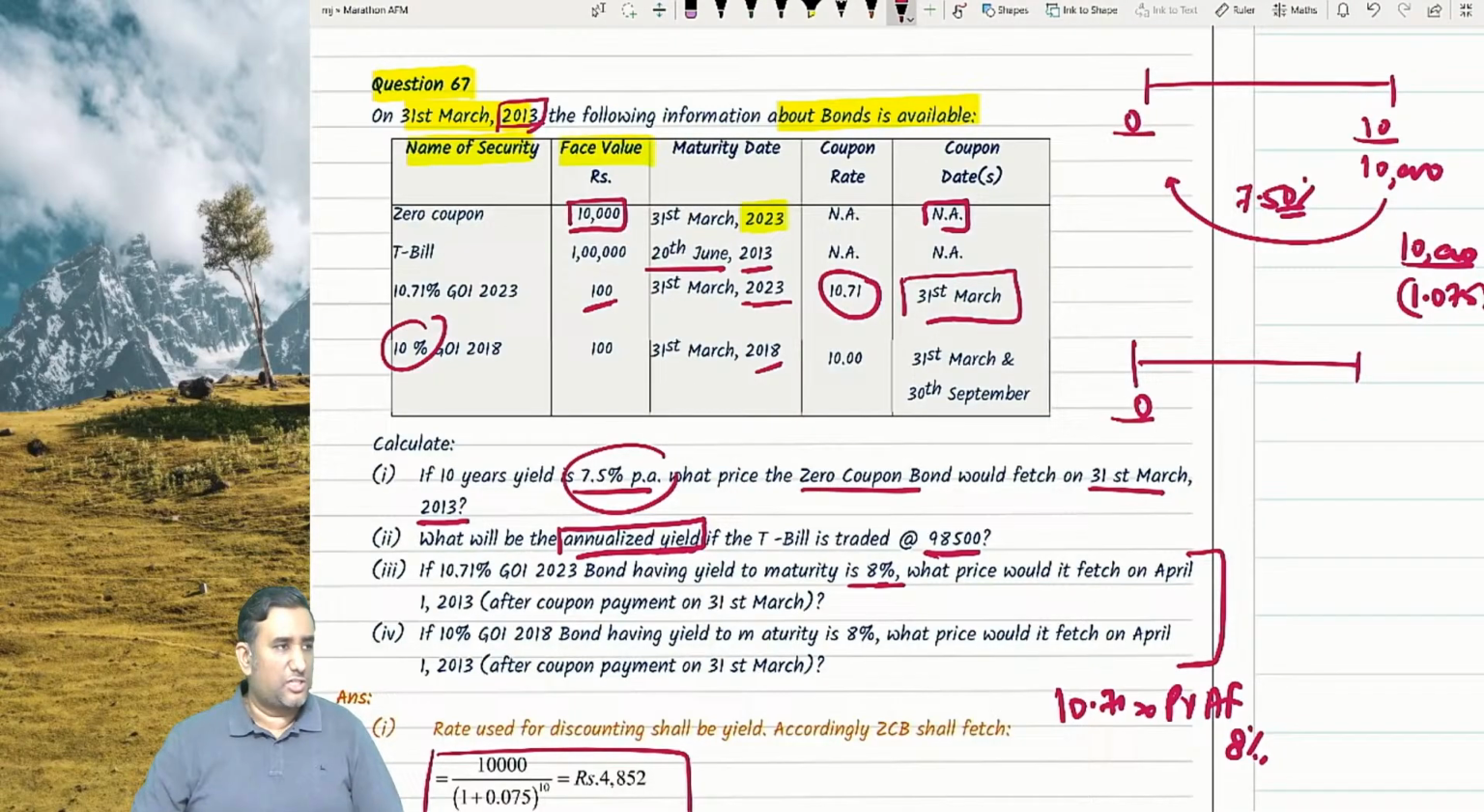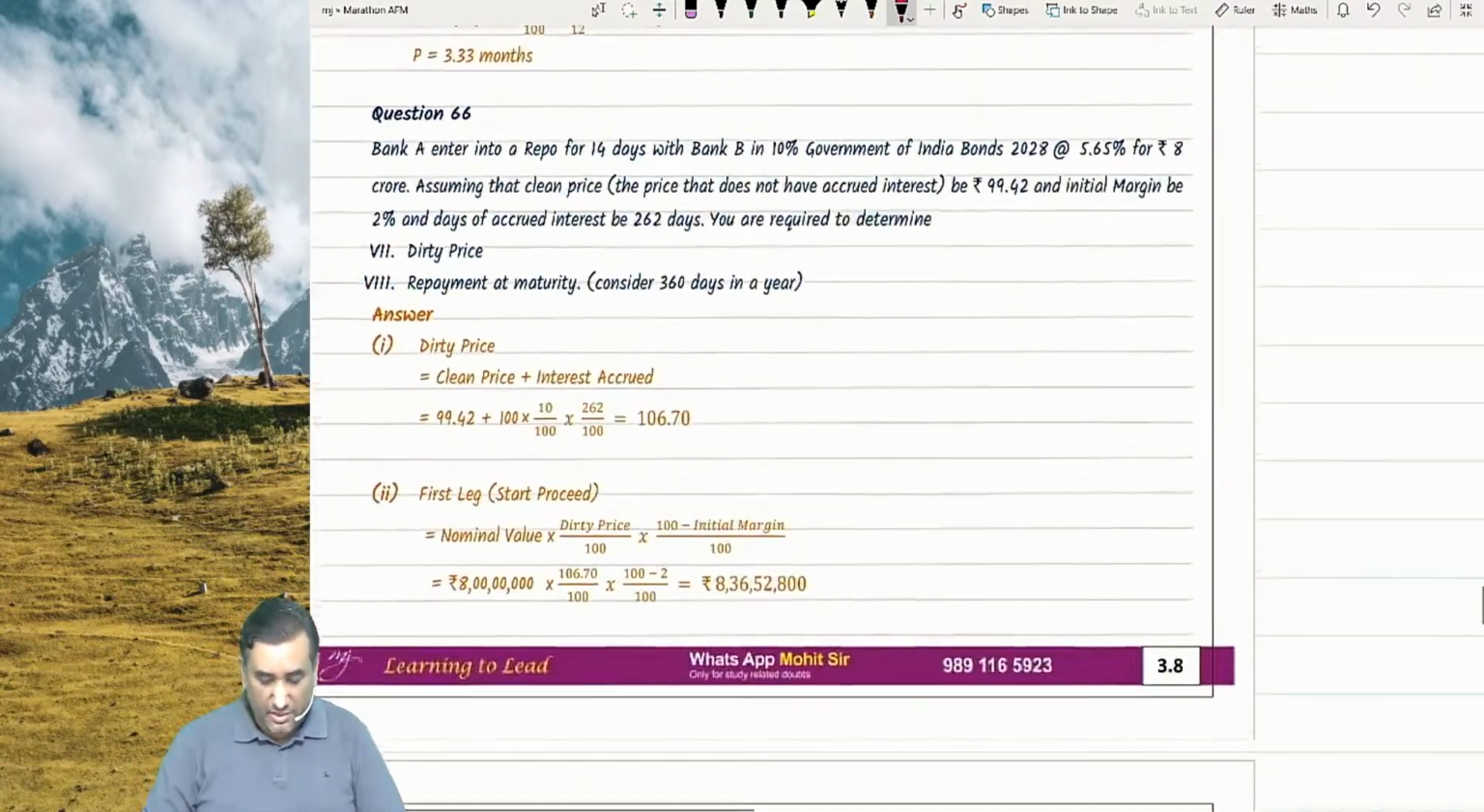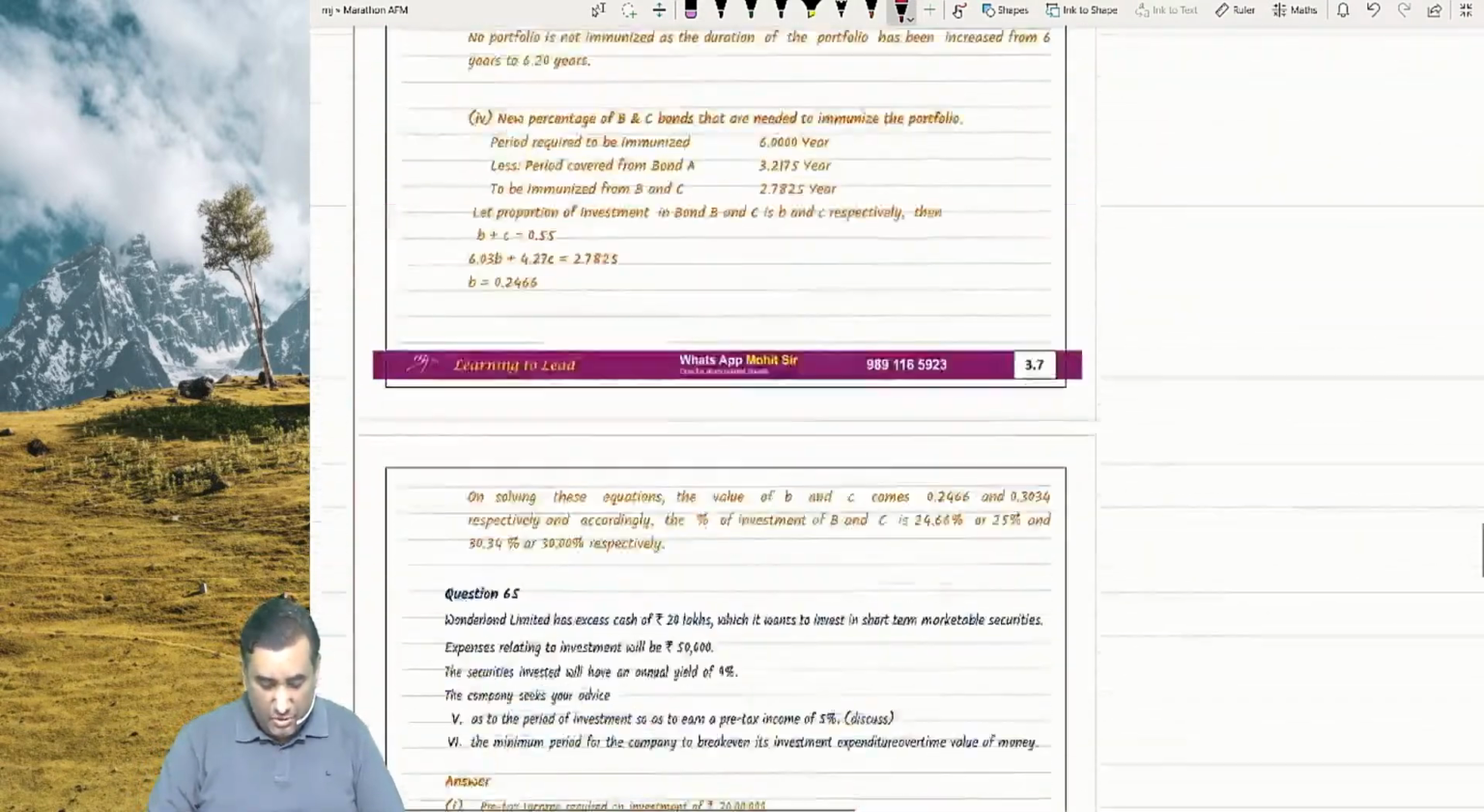Now let's move to a small off-track topic from this chapter only, which is very important from the repetition point of view. Very, very important. It has repeated so many times in the exam. Recently, in the last 4 years, this topic would have come 3 times.